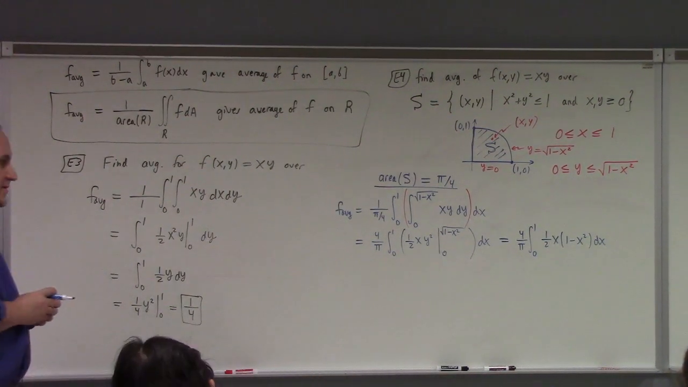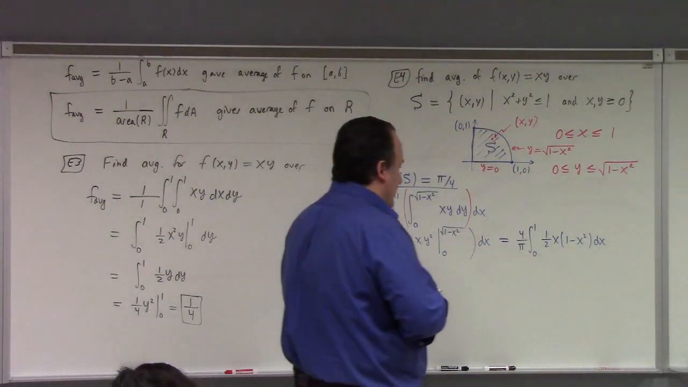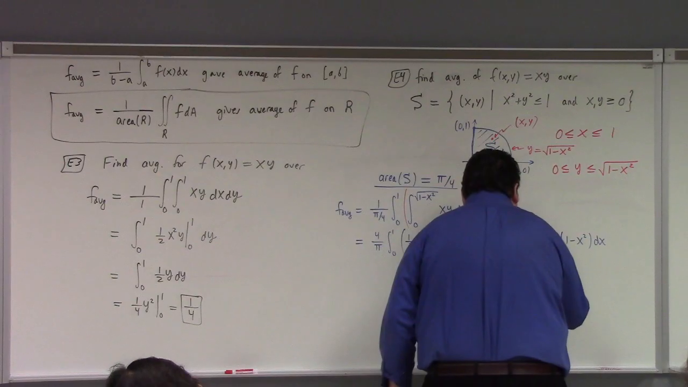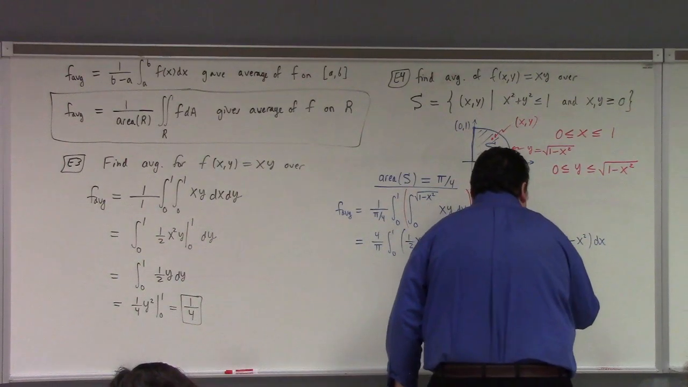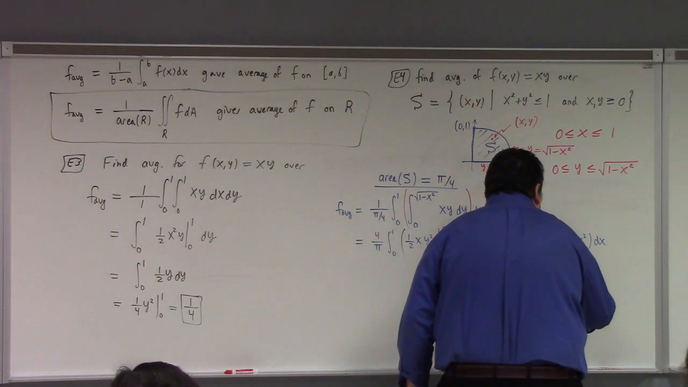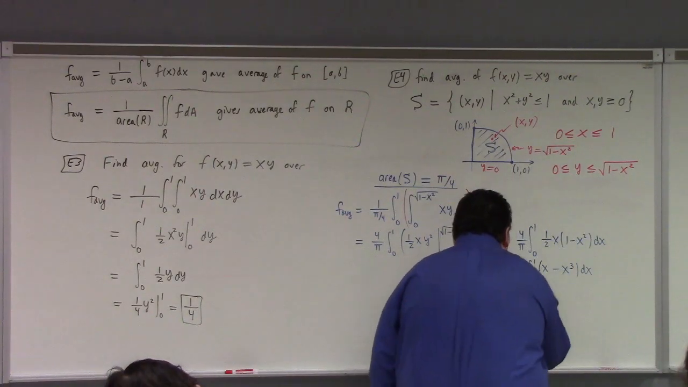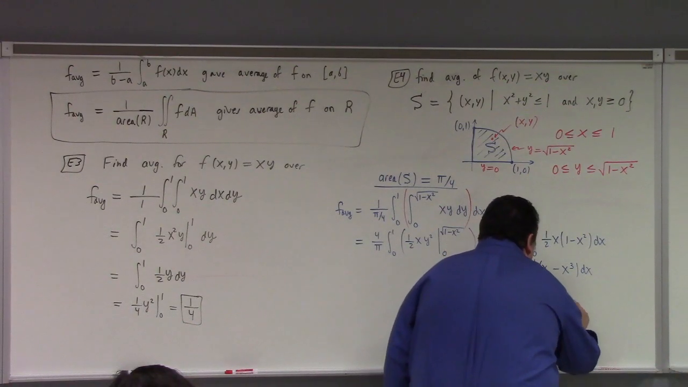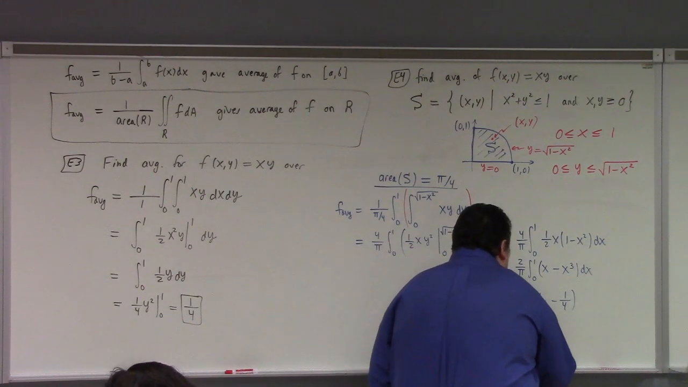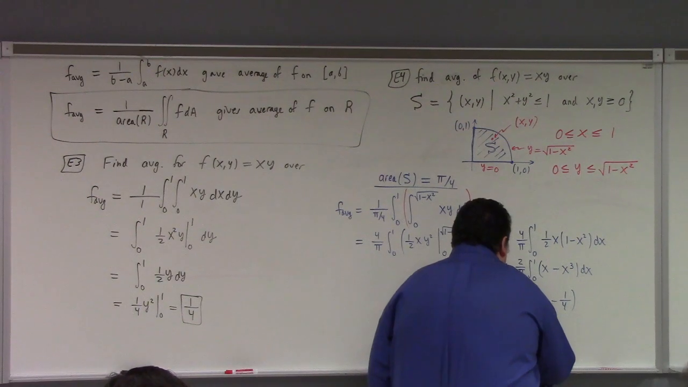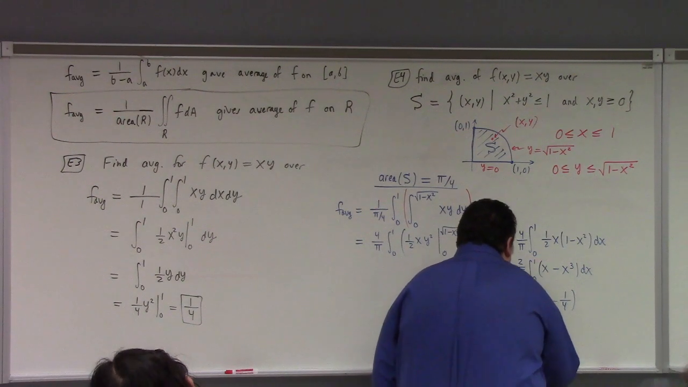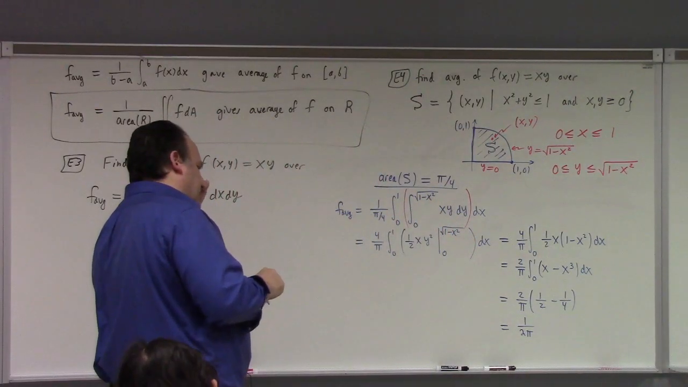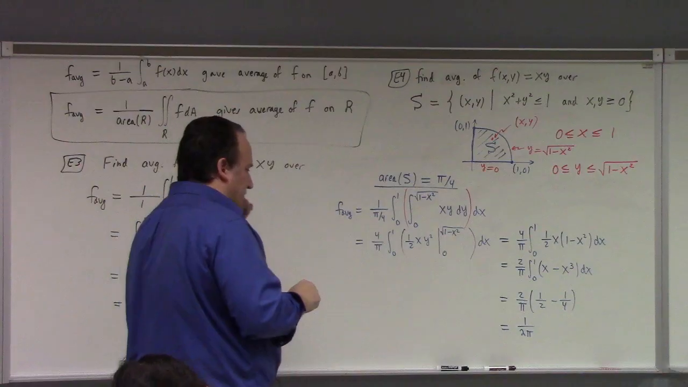Take the 1/2 out. I mean, if you want to, sure. And then I'll do it for you, 2 over pi, integrating from 0 to 1 of x minus x cubed dx, which gives me 2 over pi times 1/2 minus 1/4, which gives me 1 over 2 pi. I think, because 1/2 minus 1/4 is a quarter, and 2 over 4 is 1/2. So yeah, 1 over 2 pi.